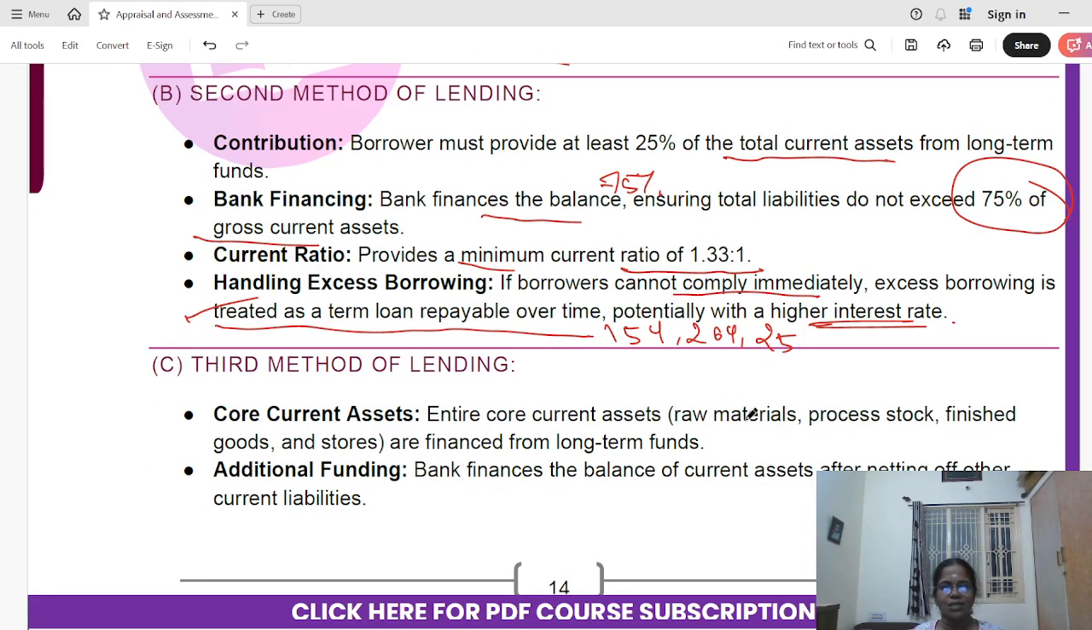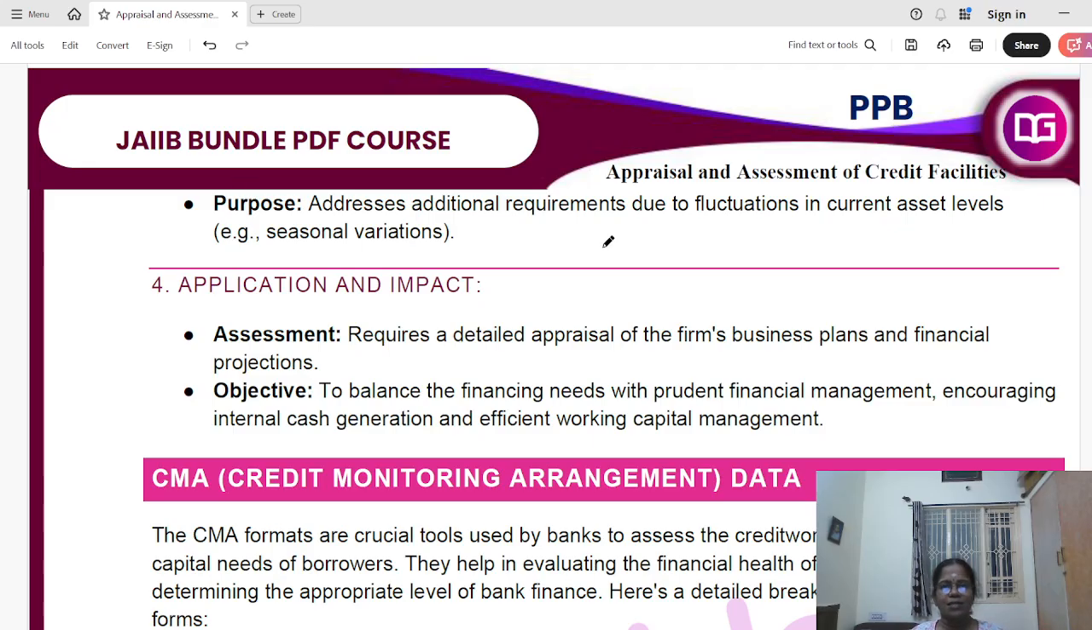Entire core current assets, that is raw material, work in progress and finished goods, whatever the material stored in the godown, are financed from long term funds. Additional funding: bank finances the balance of current assets after netting off the current liabilities. இந்த current liabilities எல்லாம் செட்டில் ஆனதுக்கு அப்புறம் ரிமைனிங் எவ்வளோ கரண்ட் அசட்ஸ் இருக்கோ அதில் வந்து அடிஷ்னல் ஃபண்டிங் பண்ணுவாங்க. ஸோ அதுதான் இது.